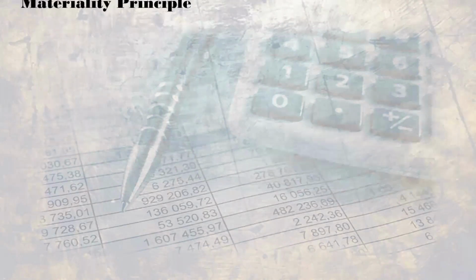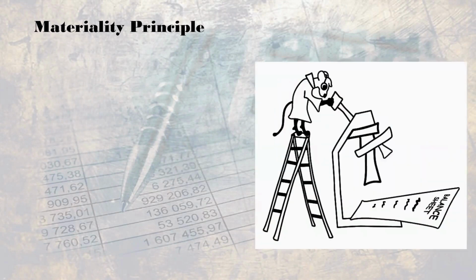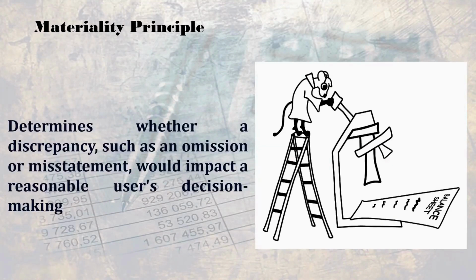Fifth one, materiality principle. The materiality principle means we should definitely have a document, because if you have any mistakes or problems in the accountancy, through the statements or the reports we can easily identify them. That is called materiality. The supporting document should be there. The definition determines whether a discrepancy, such as an omission or misstatement, would impact a reasonable user's decision making. That is the materiality principle.